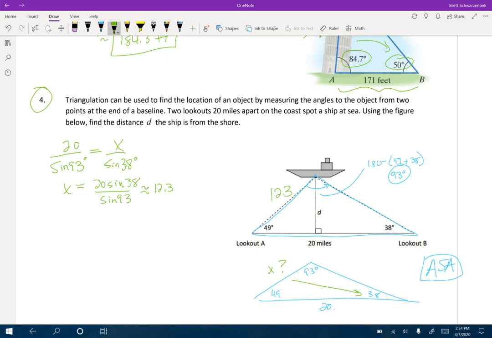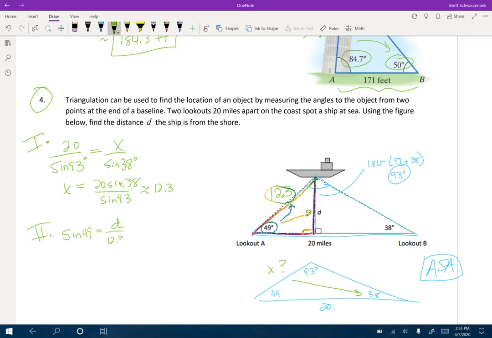So this is essentially step 1. Once we get that missing side, something very nice happened. Watch. Look at this right triangle we have right here. We actually now have an angle, 49, and a side, 12.3. So we should be able to easily find the missing piece of this figure, which is d. How do we do that? Well, we have our angle in a right triangle. We are trying to find the opposite, and we're given the hypotenuse, so that is essentially sine. So the sine of 49 is equal to d over 12.3.